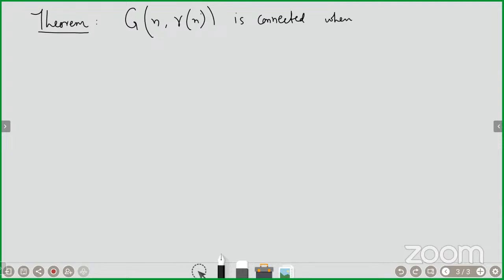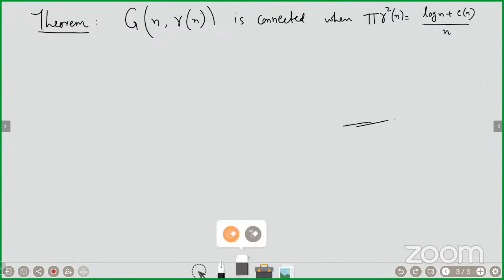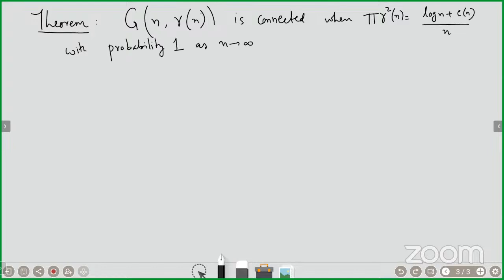When Rn is equal to C of n divided by n, as n tends to infinity.